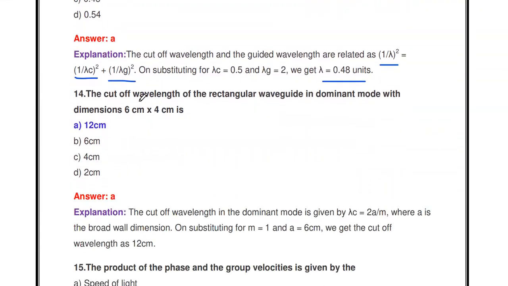The next one, the cutoff wavelength of a rectangular waveguide in dominant mode if the dimension is 6 centimeter cross 4 centimeters dash. Okay. So the cutoff wavelength in a dominant mode, you already know the formula. We discussed this type of problem in the previous video also. So the cutoff wavelength lambda c equals 2a divided by m. Here the dominant mode means the m value is 1. Okay. And the a value here is 6 centimeter. So if you substitute, we will get the answer 12 centimeter. Okay. So 12 centimeter is the answer.